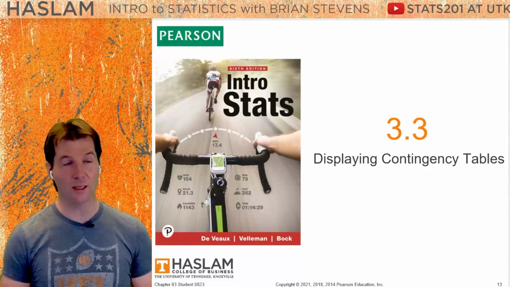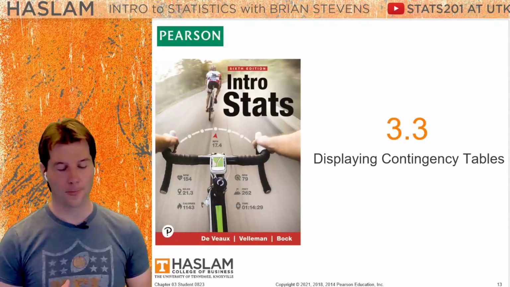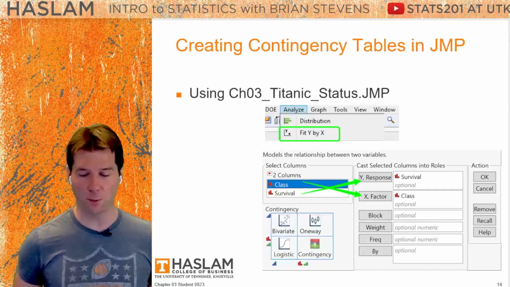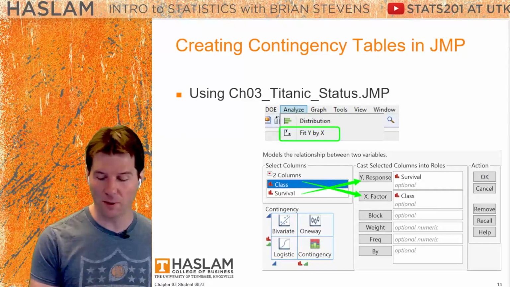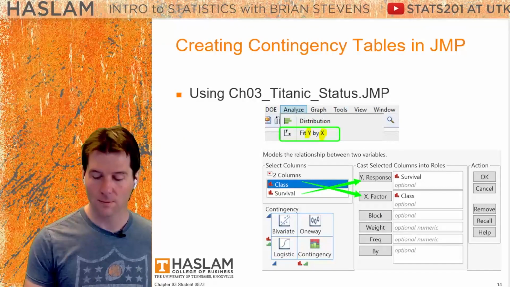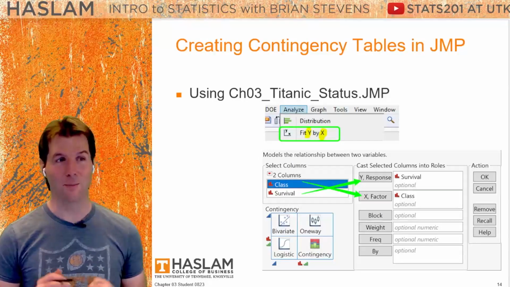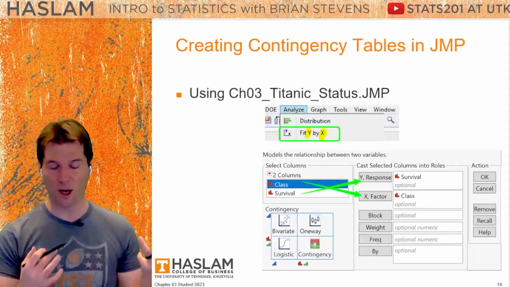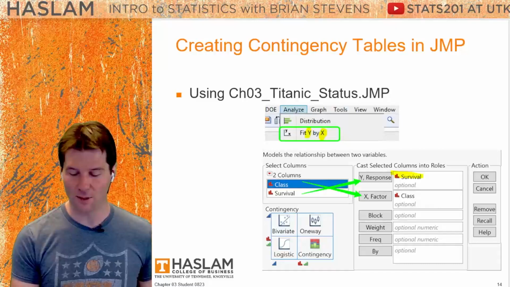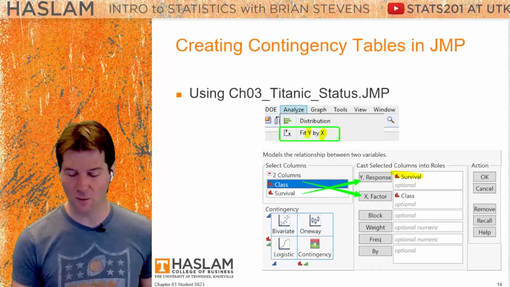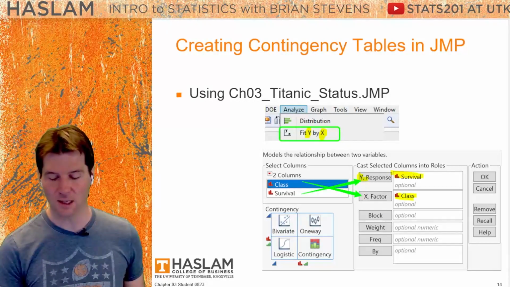How about displaying contingency tables, which we've already done right there? Inside of JMP, we can go to Analyze, Fit Y by X. Now, why are we doing Fit Y by X? We're doing it because it's bivariate data, X and Y. So we have here survival as one of the variables, the one we're interested in, the Y variable of interest, and class is the X variable.